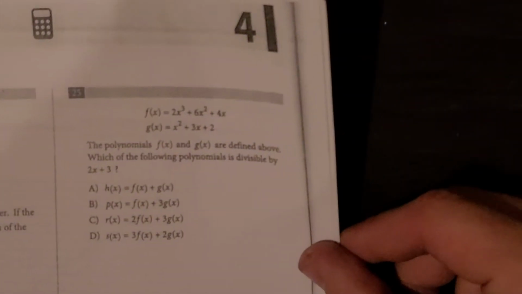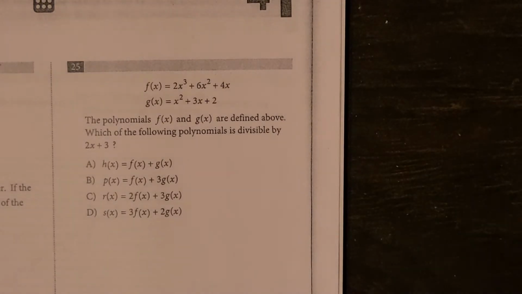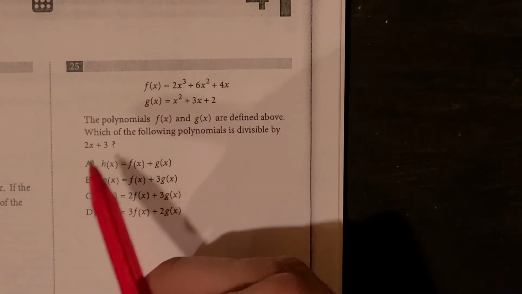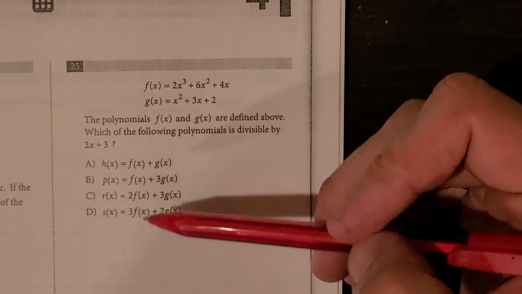All right, now we're looking at number 25. This one's a little bit more difficult. So it gives you these two functions, f of x and g of x, and it says which of the following is divisible by 2x plus 3. And then it gives you a bunch of these things.